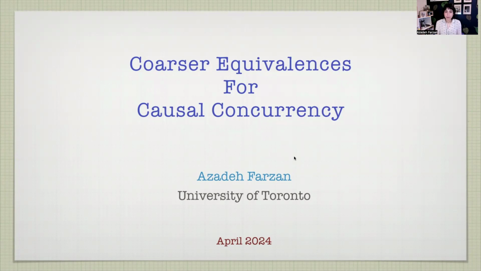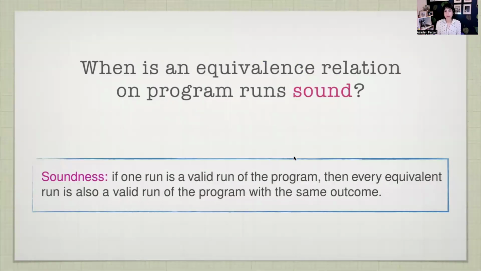So without beating around the bush too much, let me try to break the title down for you. I will talk about equivalences on program runs and what they mean in the context of dynamic analysis, and what causal concurrency is, so that we set up precisely what problem we are trying to solve without any delay. So let's start with equivalences.